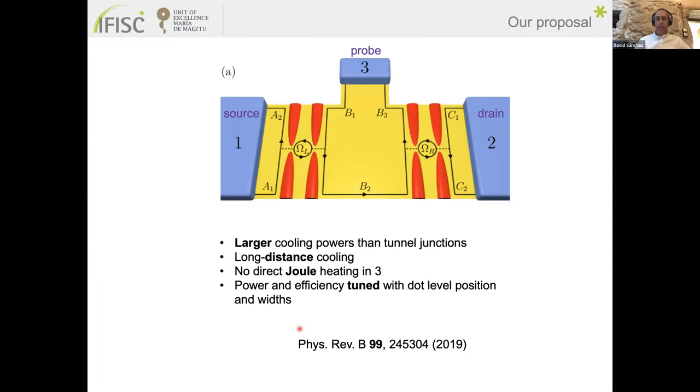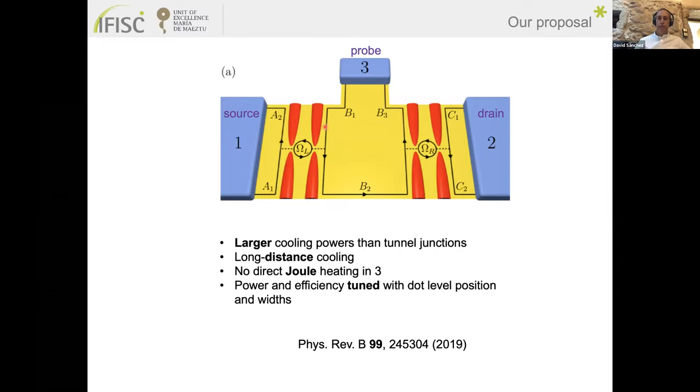And this is our sketch of a proposal. As I said, we have three terminals, right? Here in this case, the source and the drain terminal. These are current terminals, so you can actually inject electrons from source, and eventually electrons will be drained in terminal two. And this is the extra terminal, which we call probe, because the electric current flowing through this probe terminal will be canceled, and eventually this terminal will be cooled by kind of a Peltier effect, which I will discuss now, okay.